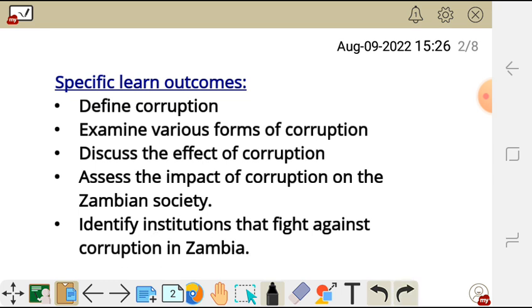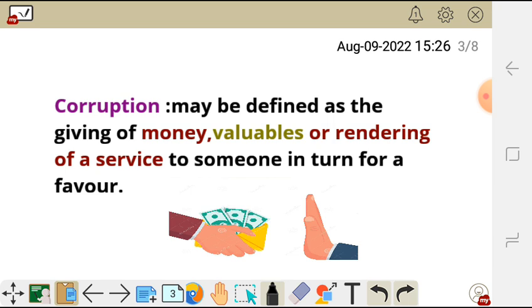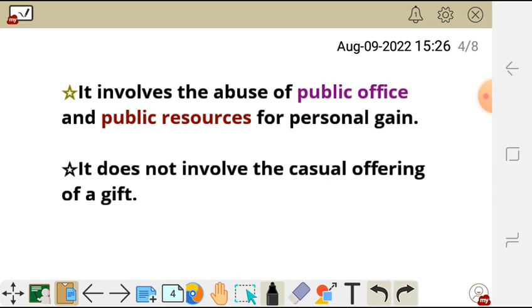To start with, let's define what corruption is. Corruption may be defined as the giving of money or valuables, or rendering of a service to someone in return for a favor. So corruption is simply the giving of money or anything valuable, or rendering of a service to someone in return for a favor. It involves the abuse of public office and public resources for personal gain.